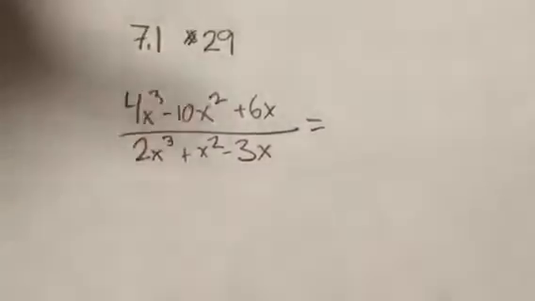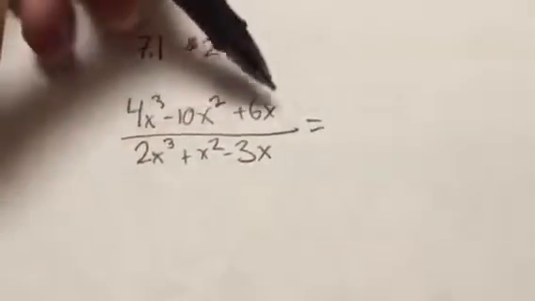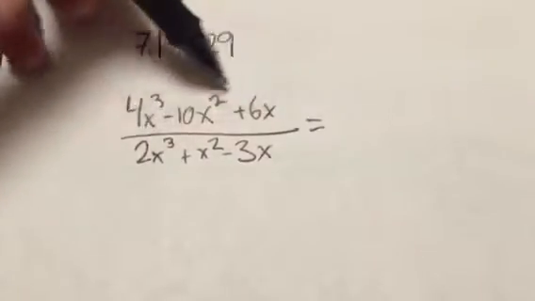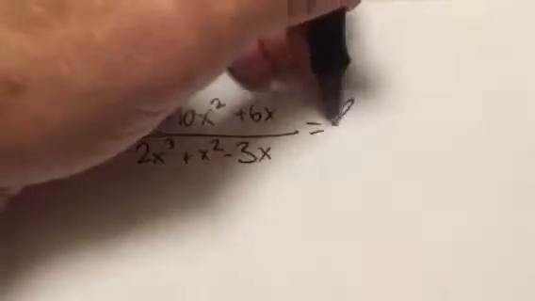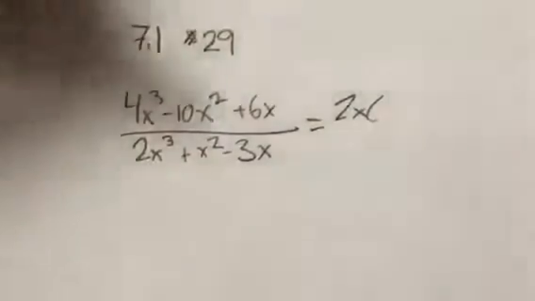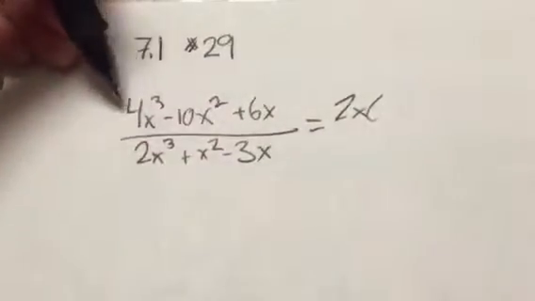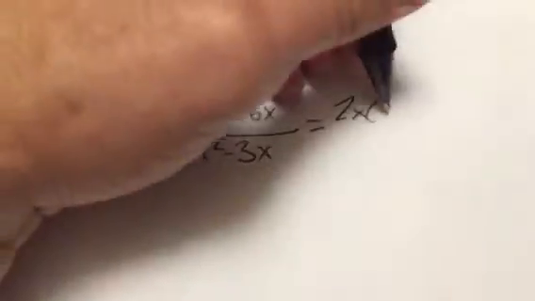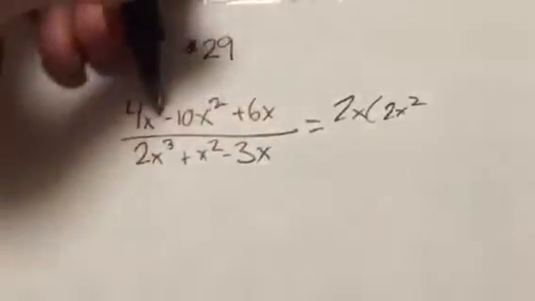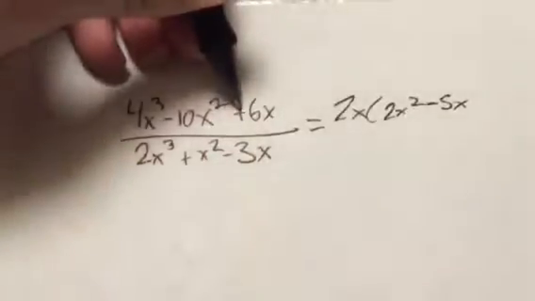So first thing I'm going to do is look for something I can factor out. I notice these all have an x in it, and they're all divisible by 2. So I'm going to factor out a 2x, and divide each of these by 2x. So if I do that, what's left here is a 2x squared, and then minus 5x, and then plus 3.